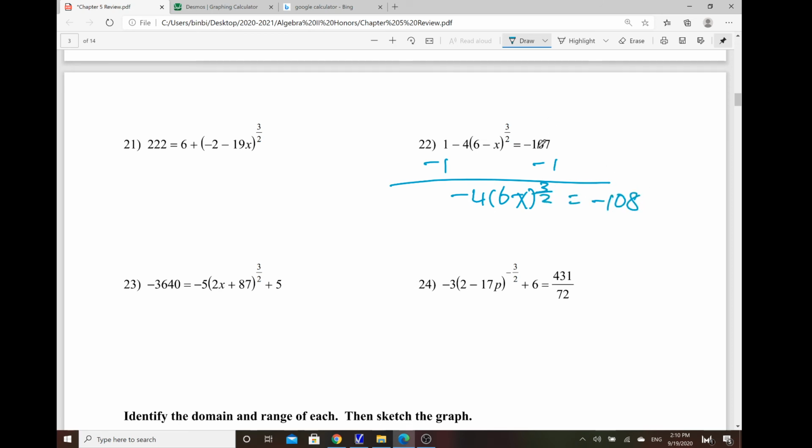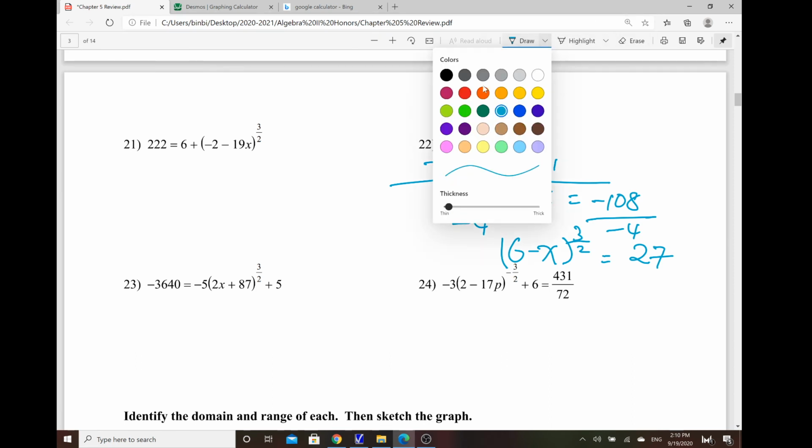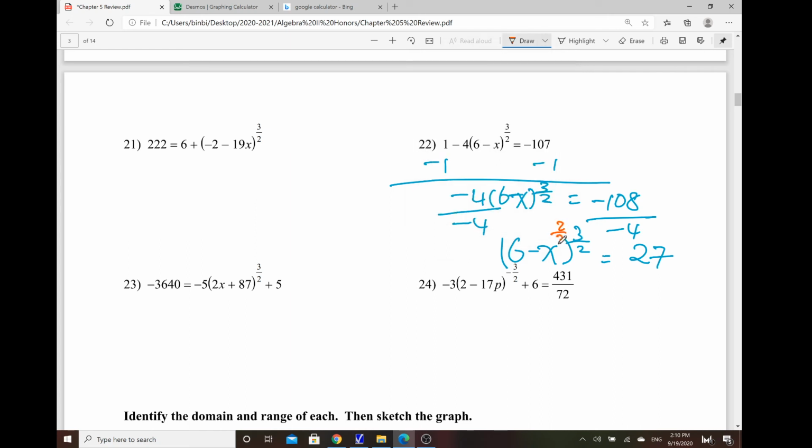So two negative numbers, that means we're doing what? Addition. And then divide negative 4 by negative 4 on both sides. So we do have 6 minus x, the quantity, to the power of 3/2. So negative 108 divided by negative 4, that would be 27. Again, 3/2, rational exponent, so we want to find the reciprocal, which is what? 2/3. So multiply 2/3 on the power.